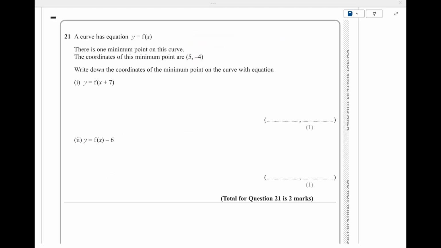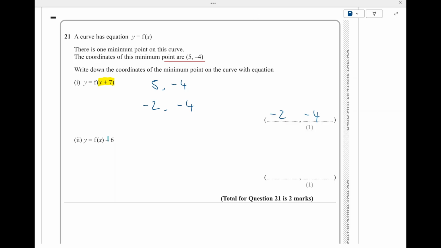Question 21. It looks like I'm transforming curves. I've got a curve. It's got one minimum point at (5, -4). Write down the coordinates of the minimum point on the curve with these equations. Right, I'm going to need to remember my rules. In this case, the change is inside the bracket. So I'm going to change only the x-coordinate. So the y-coordinate will remain at minus 4. And the x-coordinate changes the opposite way, doesn't it? So I'm not going to add 7. I'm going to minus 2.